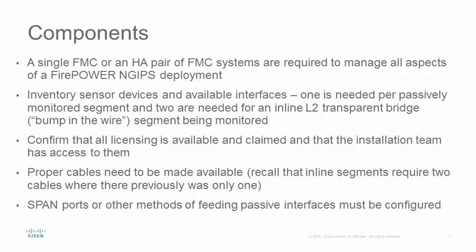You want to confirm that all your licensing is available and applied to the FMC and that they've been claimed by all the various sensors. And whoever's going to be installing this has access to get to the licensing if they need to shore up any licensing discrepancies. Make sure that you have the proper cables needed to make all the available connections. Something that some people forget sometimes is that whenever you have an inline segment, whenever you inject yourself in that topology, you're going to need 2 cables in place of where you previously only needed 1. As for passive deployments for span ports or other methods of feeding passive interfaces, make sure that that is all lined out and configured ahead of time. You don't want to be dealing with ill-configured span ports and wondering why you don't see traffic.